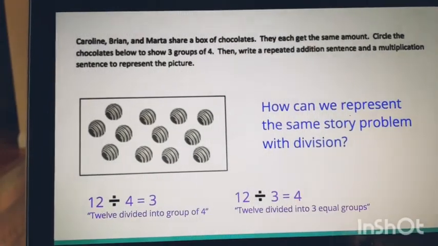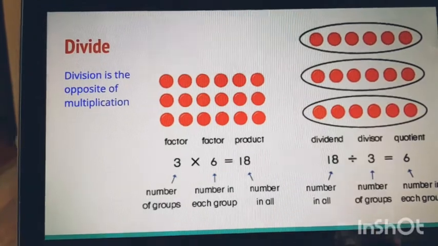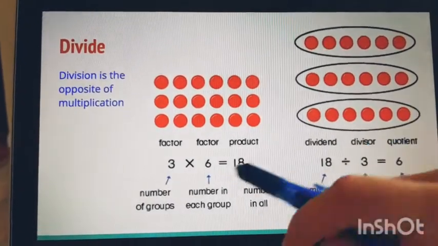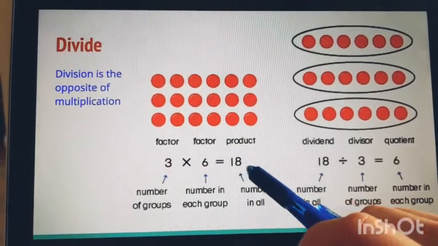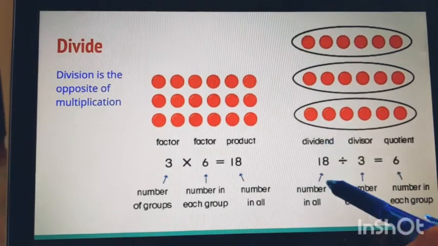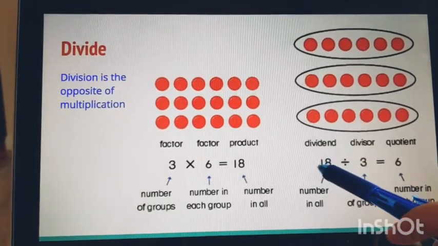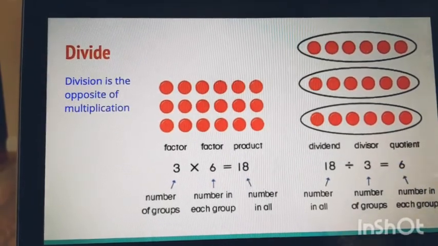So what we're starting to see is that division and multiplication are connected to each other. When you have multiplication, one number times another number equals this number, division is like going the opposite direction. So our total number, divided by the number of groups, tells us how many there will be in each group.